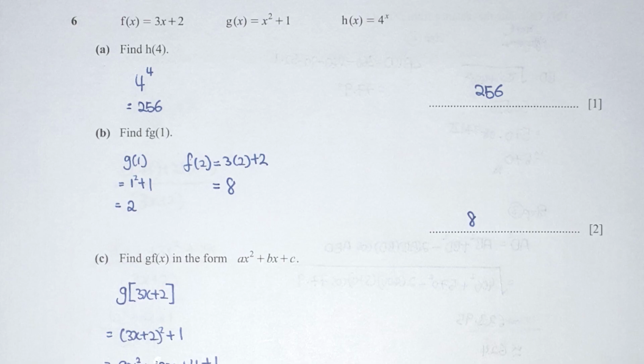As for part B, as per usual, solve the inner part first. So you look at function g with the x value substituted by 1. So 1 square plus 1 will be 2. Then only you substitute this 2 as your x of function y. So it will be 3 bracket 2 plus 2, which translates into 8.